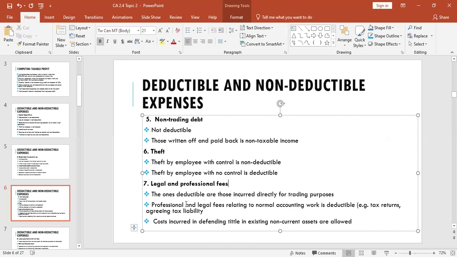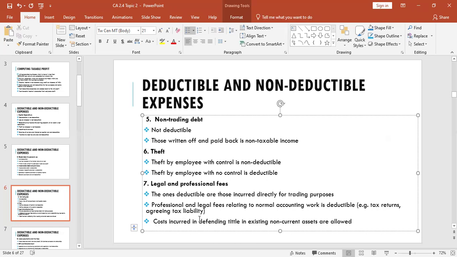So if we pay an accounting firm, maybe PKF, to prepare our tax returns, those professional fees are deductible for tax purposes. Then if we get sued by ZRA, maybe if we're not paying our tax, then we need to pay a lawyer. Maybe we pay Makebi Zulu and Associates to stand for us at the tax tribunal. Those expenses are deductible for tax purposes because they are legal fees relating to agreeing tax liability.